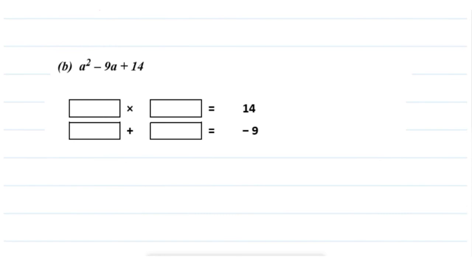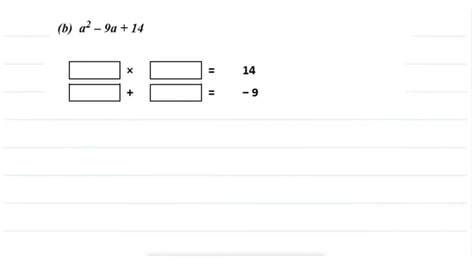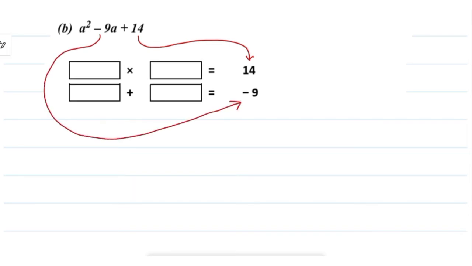Using the same technique, we could apply it here. There is a positive 14. So I'll be looking for two numbers whose product is positive 14 and whose sum is negative 9. We can see that negative 7 times negative 2 gives us positive 14, and negative 7 and negative 2 add up to negative 9. So these are the factors by which we'll break the midterm.